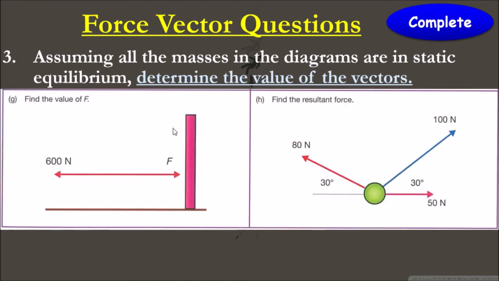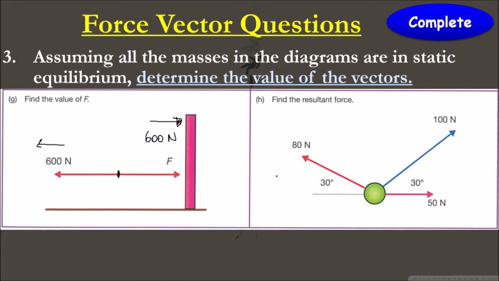Okay, now we're going to the last two questions of this video recording. It says for G, find the value of F. Remember, this is in static equilibrium, so if I say this is this midpoint here, if I'm dragging it this way at 600 newtons, then F would have to be at 600 newtons, but in the opposite direction. So that one's relatively simple. This is effectively solving for vectors in one dimension. So that's pretty good. That's relatively quick.